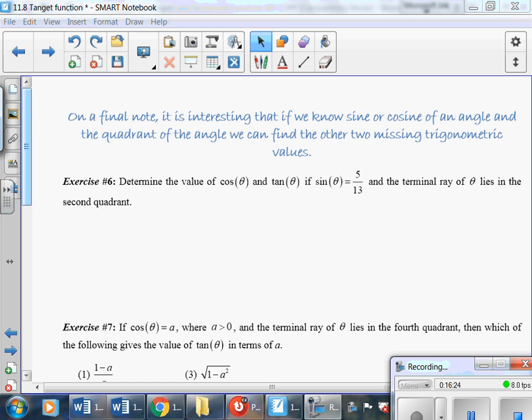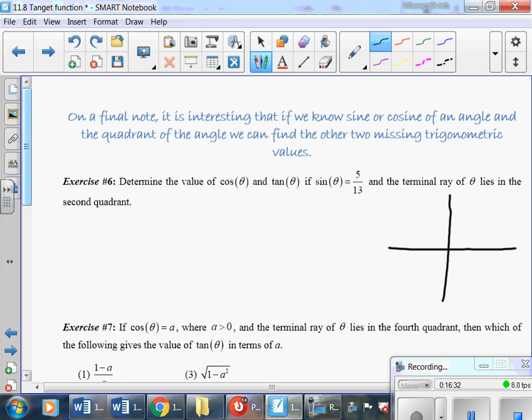Well, there are two ways to approach this. The first way you can approach it is graphically. If it lies in the second quadrant, you know that it's going to look something like this, right? You know that the sine is the opposite over the hypotenuse. So you know the hypotenuse is going to be 13. The opposite side is going to be 5, and we want to know what this side is.